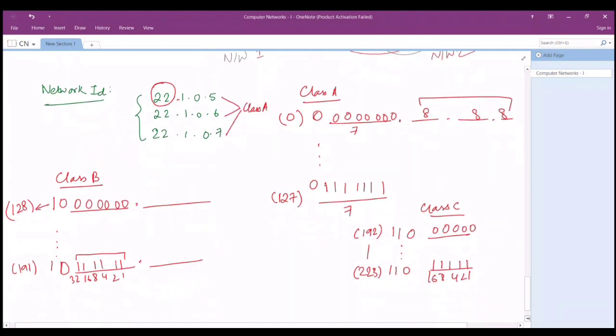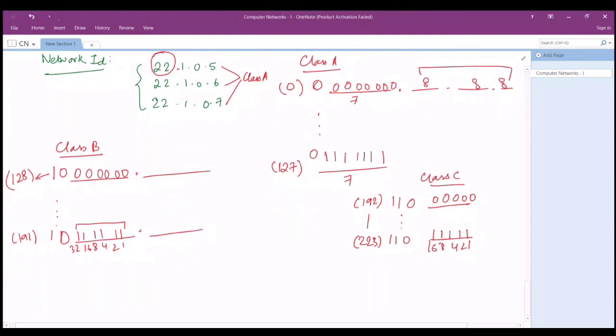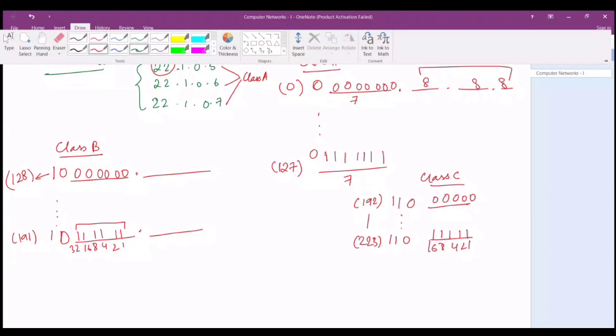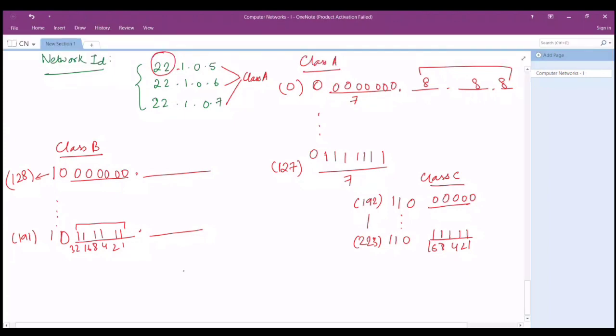Now, if it is belonging to class A, how many bits would be the network ID part? According to class A, network ID is going to have 8 bits and the host ID part is going to have 24 bits, right? So let me say that all these IP addresses belong to one network, because you see all these are having 22 in the starting. Therefore, they belong to one network.